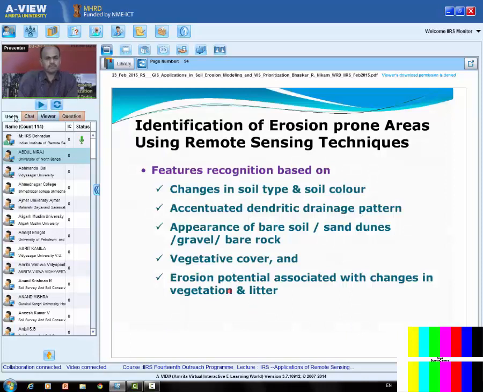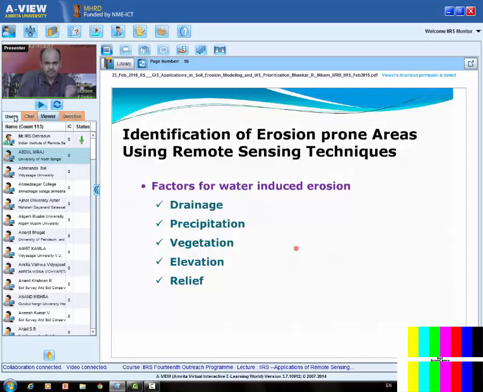Or you can use change in soil type or soil color or the dendritic drainage pattern. If the drainage goes on increasing with time, it means erosion is happening. If the stones or the bare soil exposure is more, if the vegetation cover is degrading, you can always assign an erosion intensity class to those areas and you can do the prioritization.